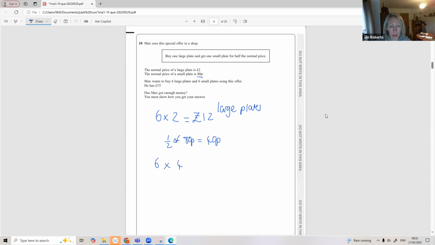6 times 40p. 6 times 4 is 24. Stick a 0 at the end. Just we've got inconsistent units here. We've got pence and pounds. I'm going to convert this into pounds by dividing it by 100. 240p is the same as £2.40. 12 add £2.40. £12 add £2 is £14, so it'd be £14.40 in total.